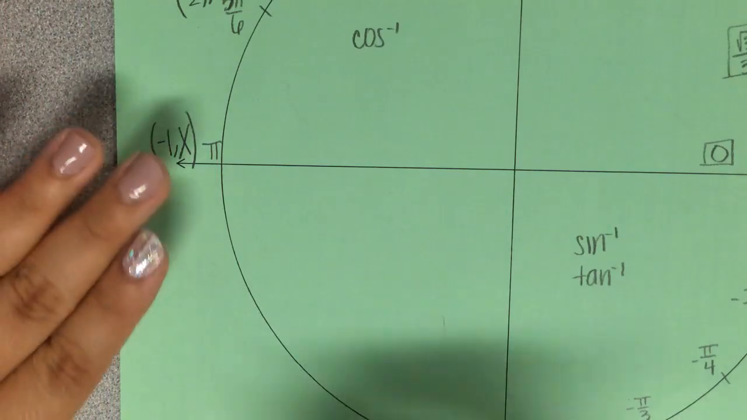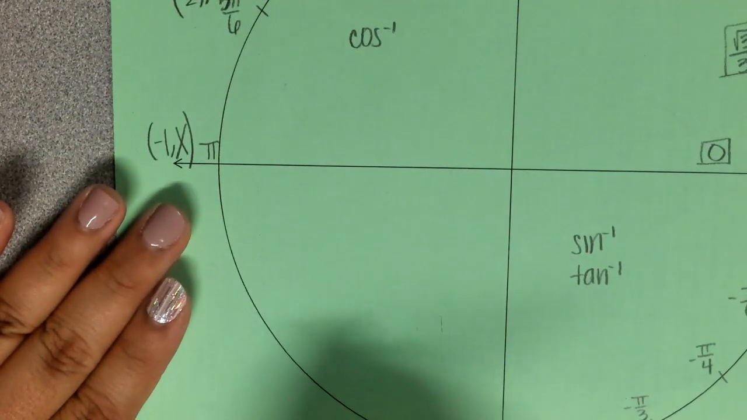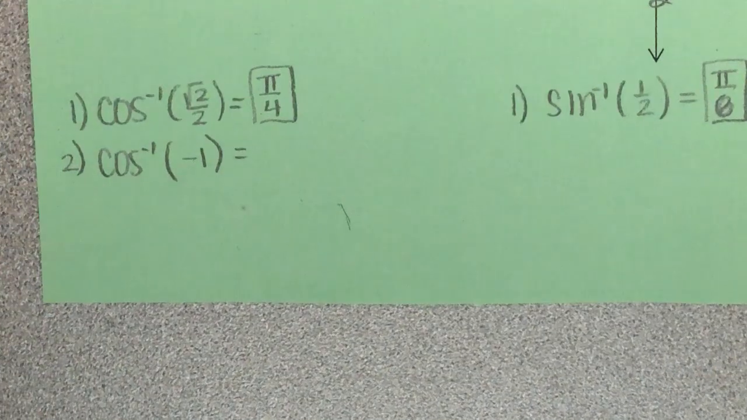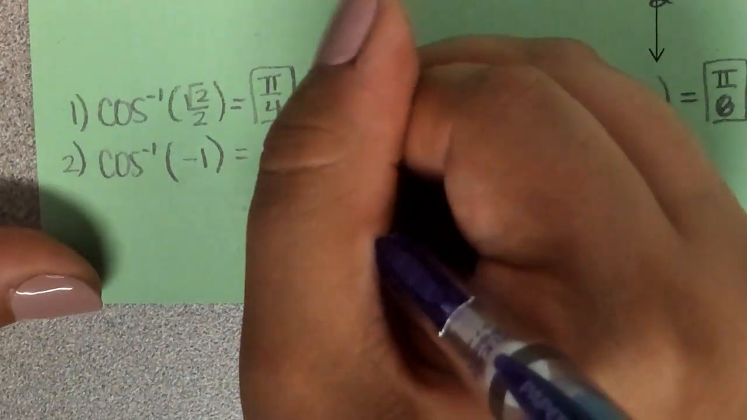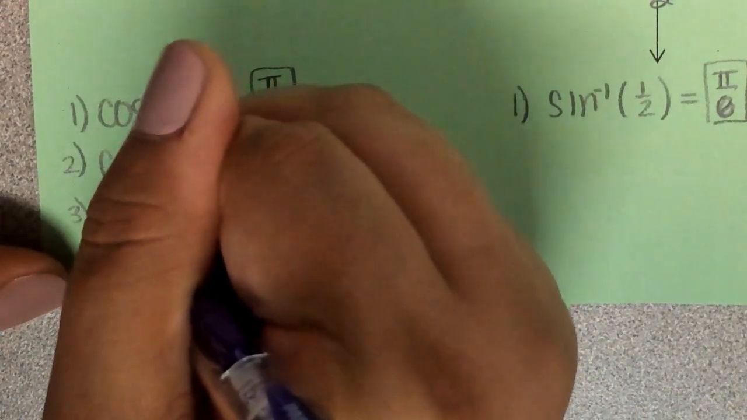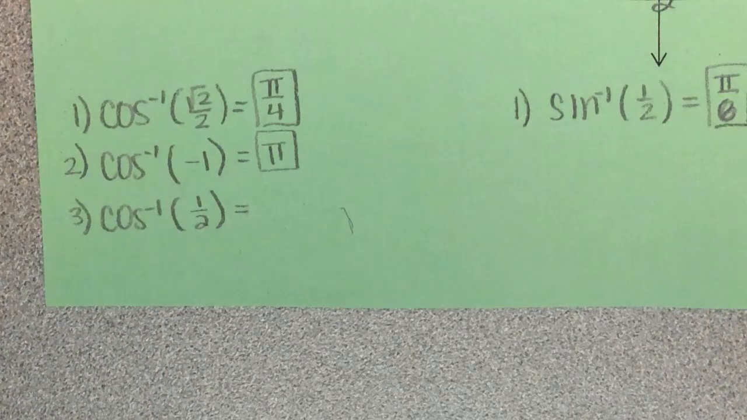All right. Right here, number 2. What is the inverse cosine of negative 1? Where is cosine negative 1? Pi. That's your answer. You all ready for another one? What is the inverse cosine of 1/2? Where is cosine 1/2? Okay, positive 1/2. Pi over 3.